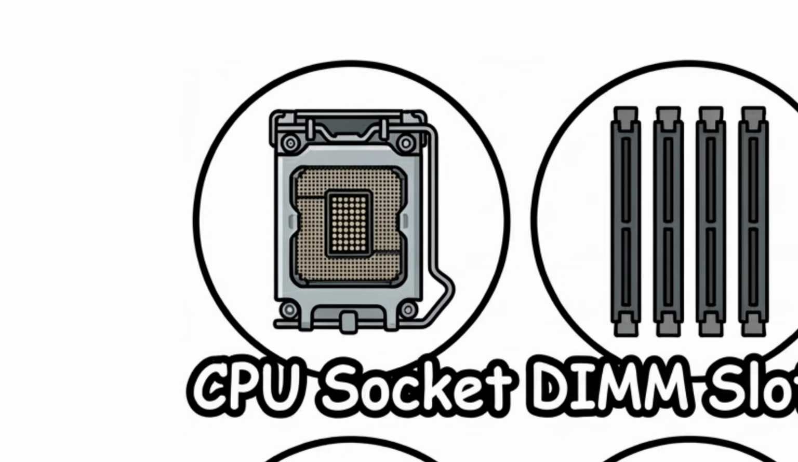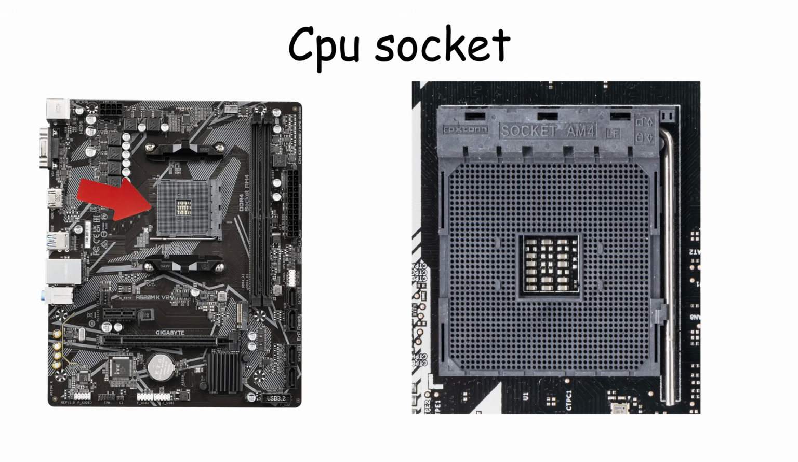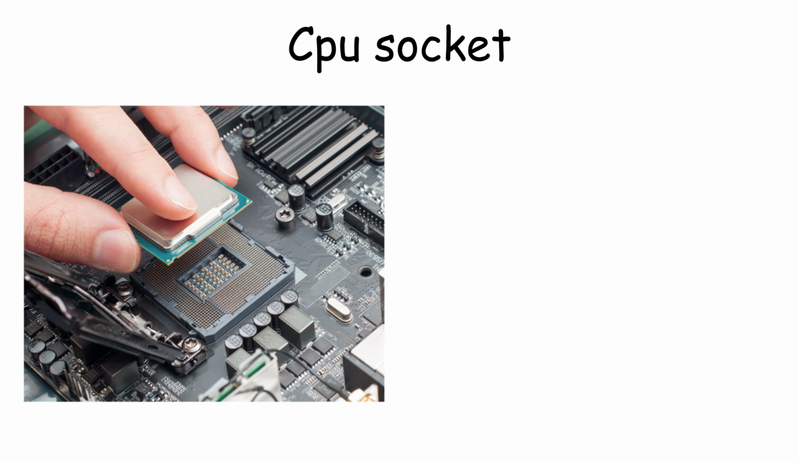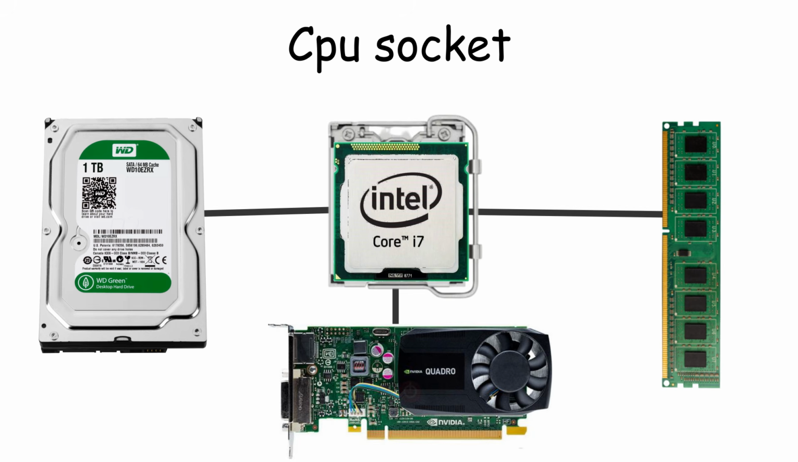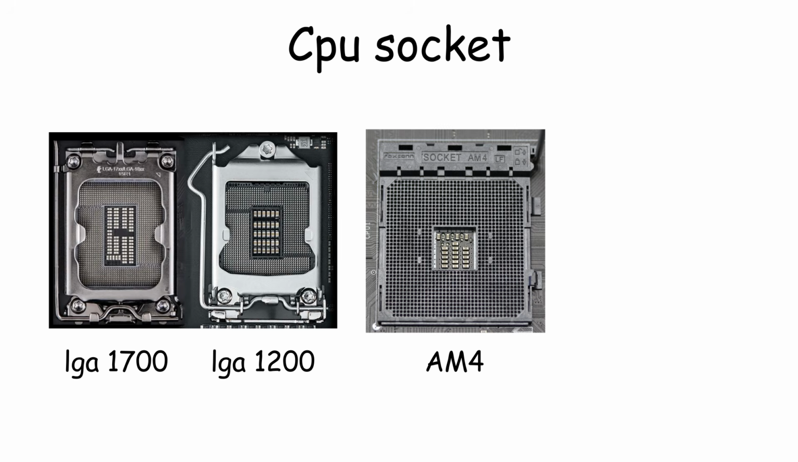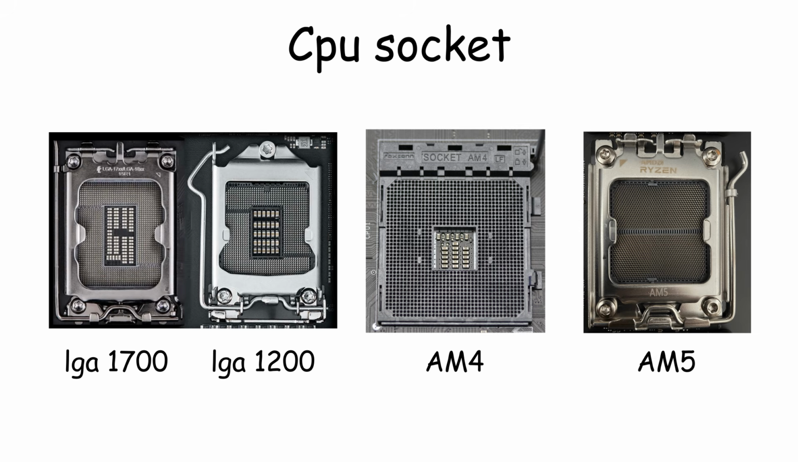CPU socket. The CPU socket is the large square slot located near the center of the motherboard, and this is where the processor is installed. The socket acts as the main connection point between the CPU and the rest of the system. Different processors use different socket designs, which is why not every CPU works with every motherboard.